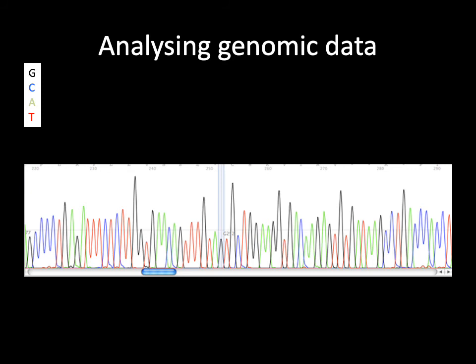So now we're going to focus on how to analyse genomic data. The picture you can see on the screen is essentially a chromatogram of sequencing data. Each of these peaks represents a different nucleotide. For example, the black peak is G, the blue peak is C, the green is A, and T is the red peak. So what we can do is work out the sequence data. You can have a go at trying to do that.